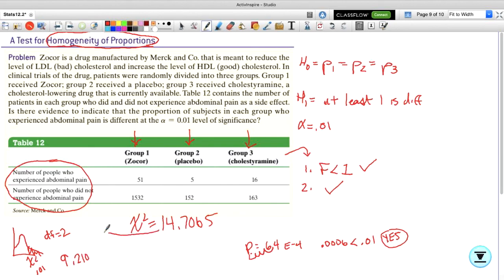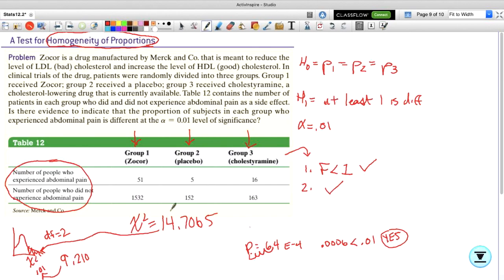And clearly 14 is going to be in the shaded region, right? If this cutoff value is 9.2. So it's giving me the exact same conclusion that the p-value tested, that yes, we do have enough evidence at a 0.01 level of significance to say that out of the 3 proportions, at least one of them is different.